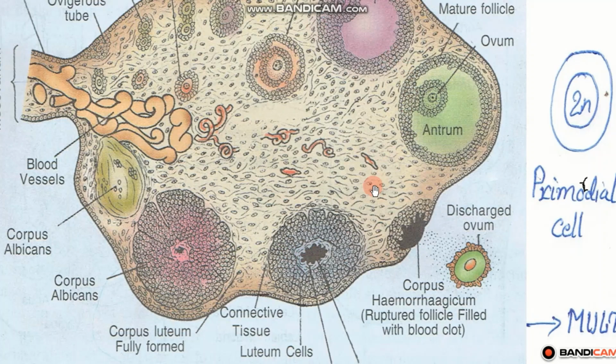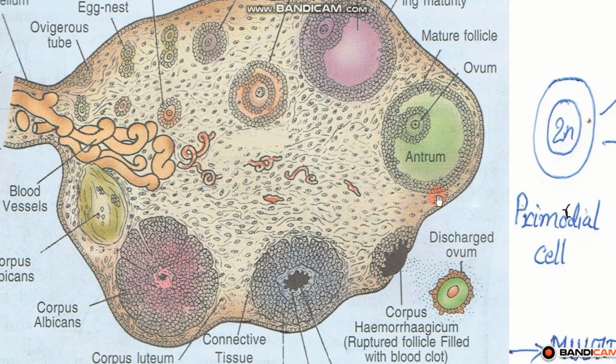process will happen, and this process repeats again every 28 days. Okay, again every 28 days. This is known as the formation of oogenesis.